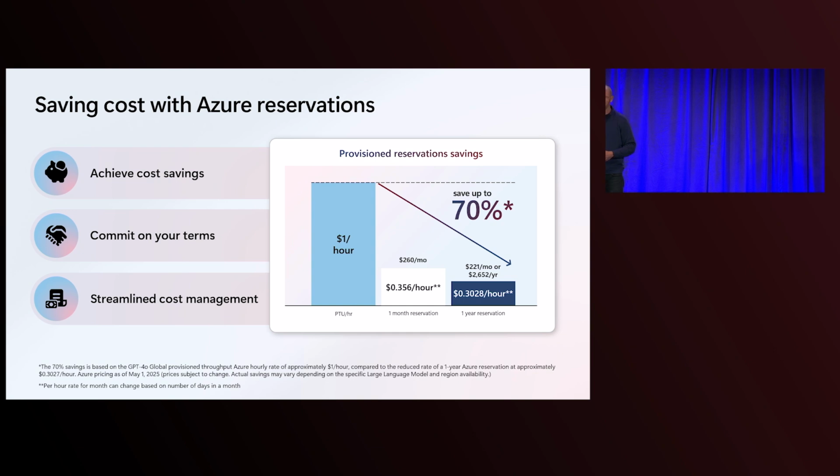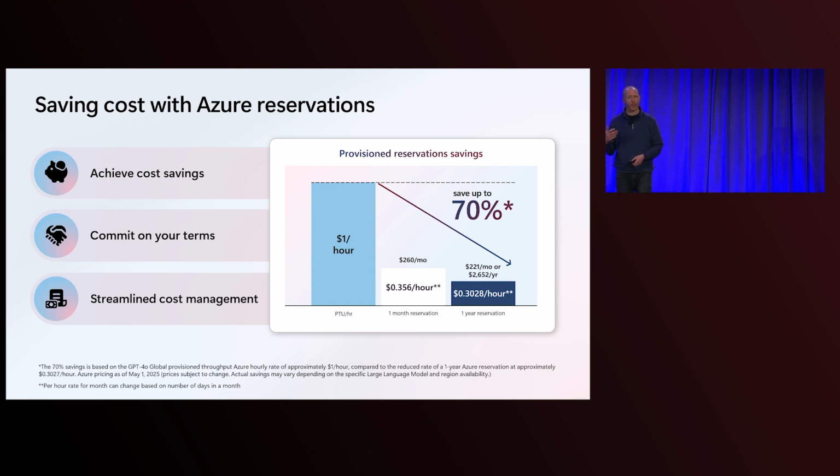Reservations are really important because reservations are the way that you get the price of the provision throughput down. The hourly rate is high, I'll just tell you that. It's between $1 and $2 an hour per PTU. An average workload might be 50 PTUs, for example, for a high-scale production workload. So you do the math, $100 an hour. That's really expensive. But you can get up to a 70% cost reduction on that by buying a reservation.